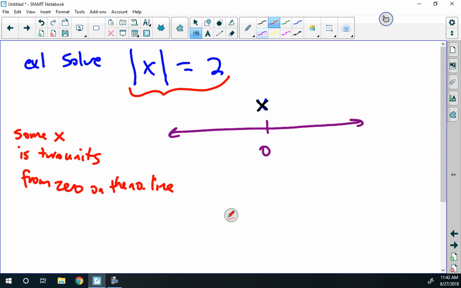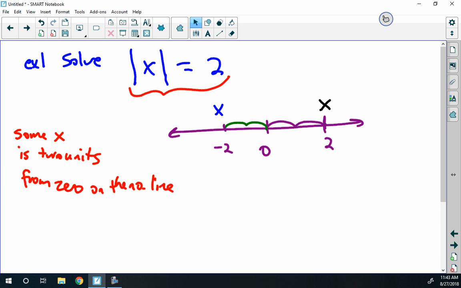So 2 units away, well, let's see, there's 1, there's 2. Okay, so there's an x over there. It says some x. We don't know. Maybe there's more than one x. Could an x be over here as well? Well, that's 2 units away also, isn't it?